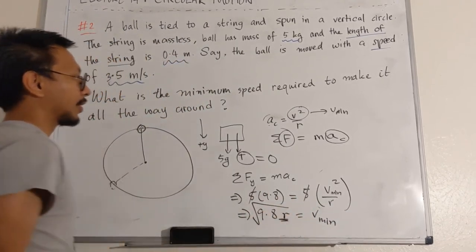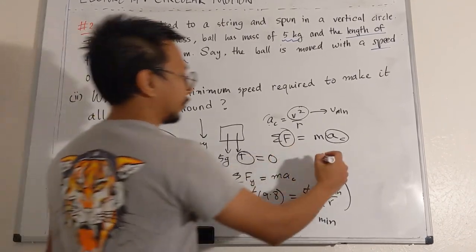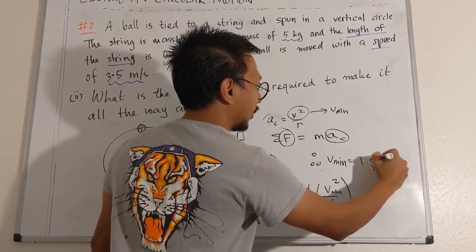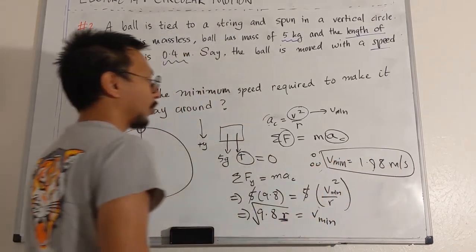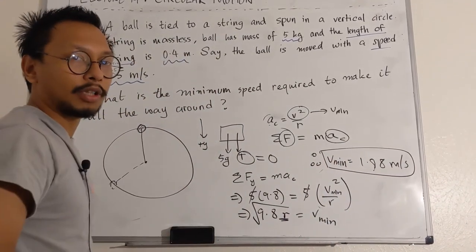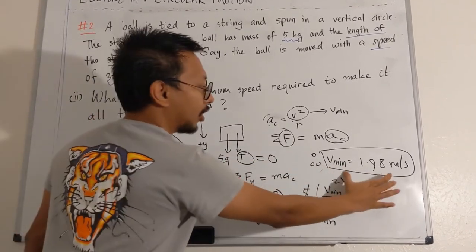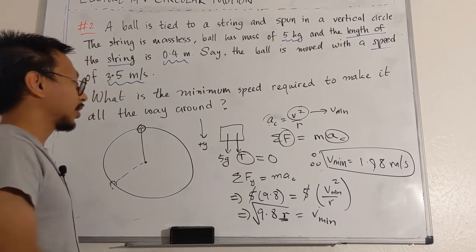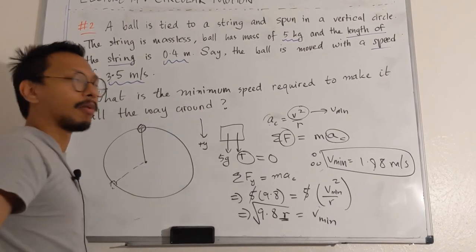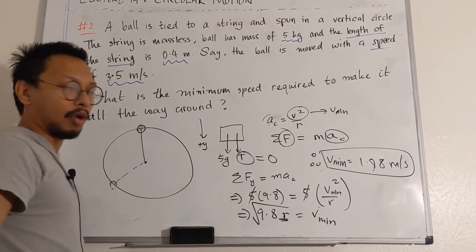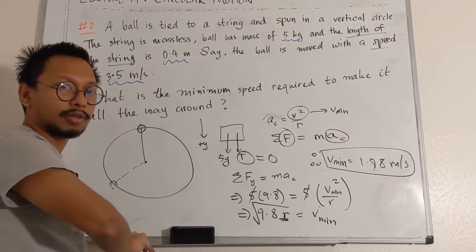We know what r is. r is the length of the string, which is 0.4 meters, and this comes out to be 1.98 meters per second. This is the minimum speed that the ball would require to make it over the top, or the highest point of this circle. This means that if the speed went any below 1.98 meters per second, then this ball would not make it over the top. It would go somewhere below, because then the weight would be so much to bring it back downwards, right?